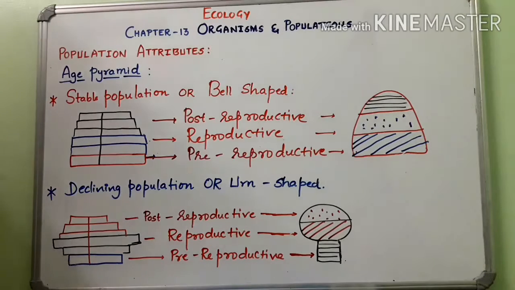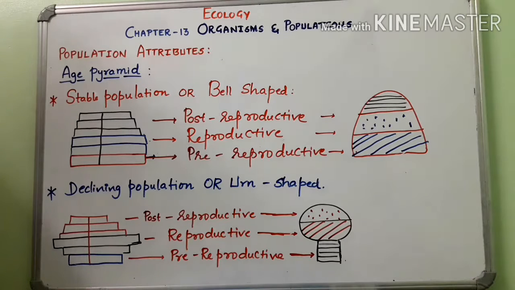One more is the stable population, or bell-shaped. Here the population has equal birth and death rates. So this population we call a stable population. Pre-reproductive is equal to post-reproductive. There is no variation. The birth rate is equal to the death rate, so it is called a stable population.